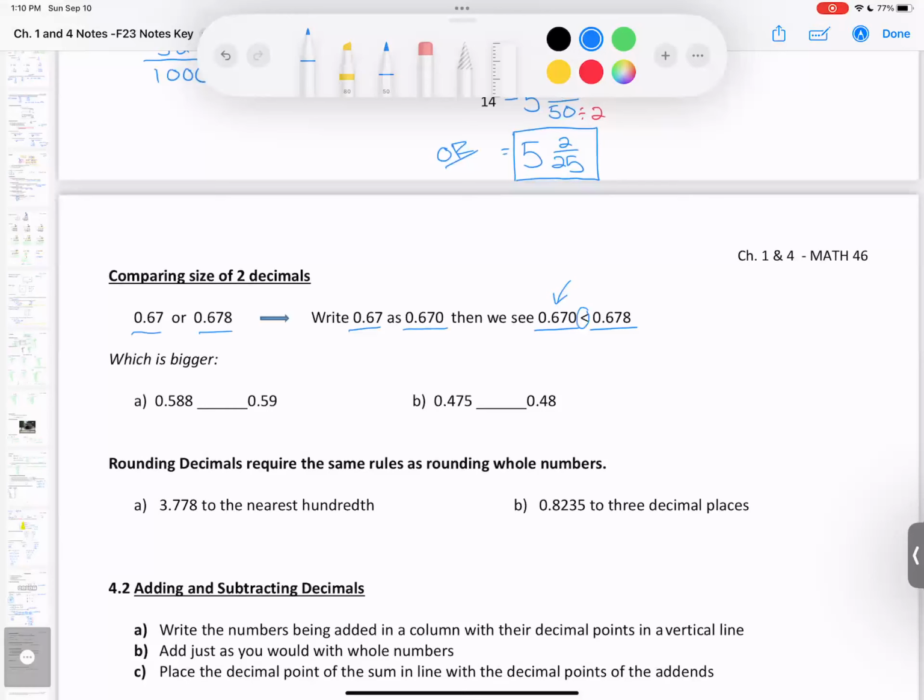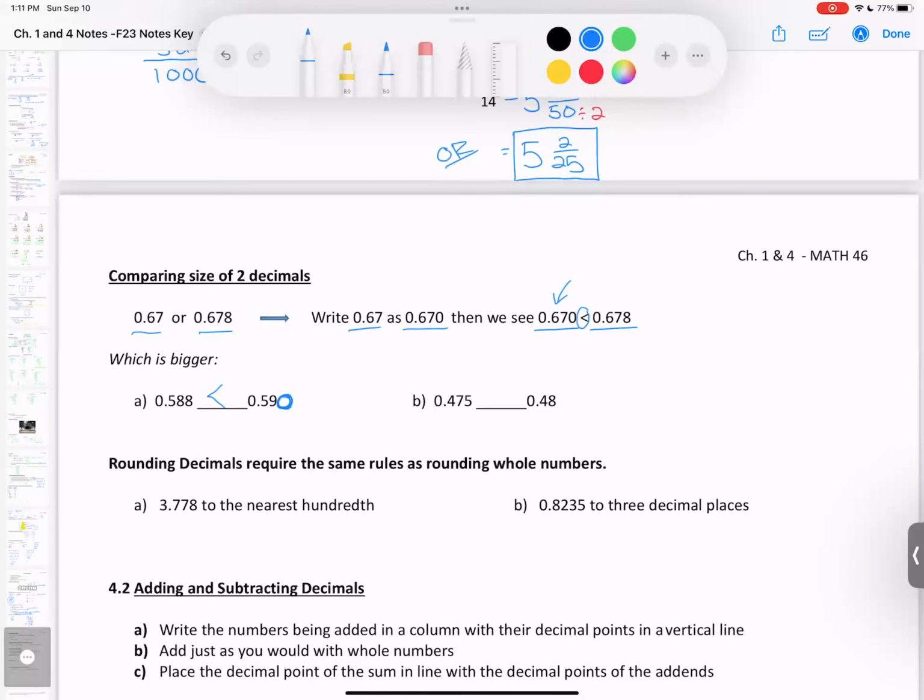So we've got 588 thousandths, or we have 59 hundredths. Well, I'm going to add a 0 to it, because 59 hundredths is the same thing as 590 thousandths. And now I just have to ask which is bigger, 588 or 590. Well, 590 is bigger, so we're going to eat that bigger number and put a less than symbol in there.